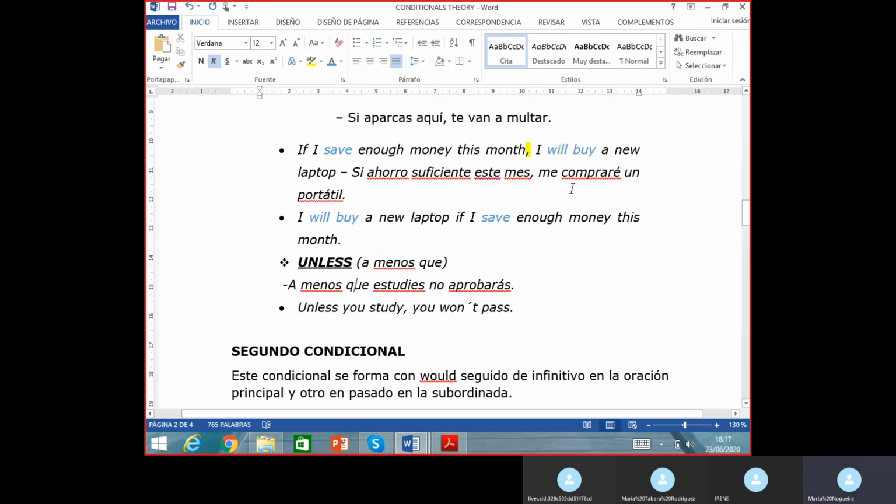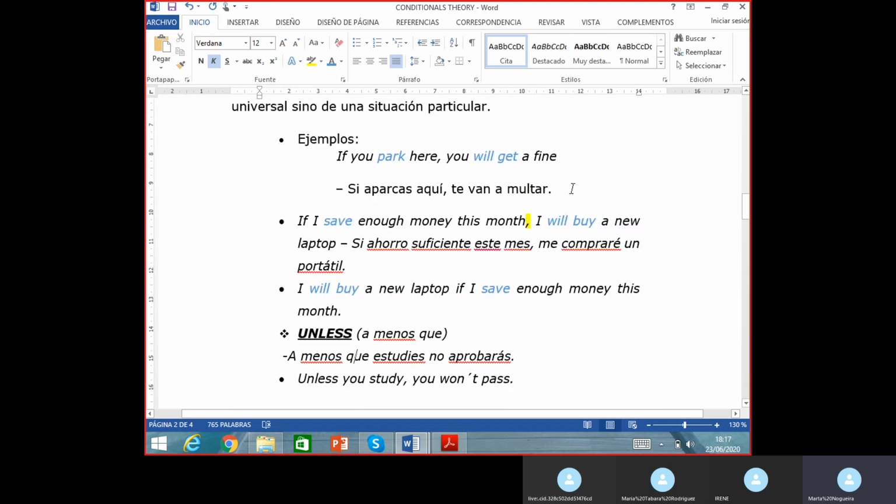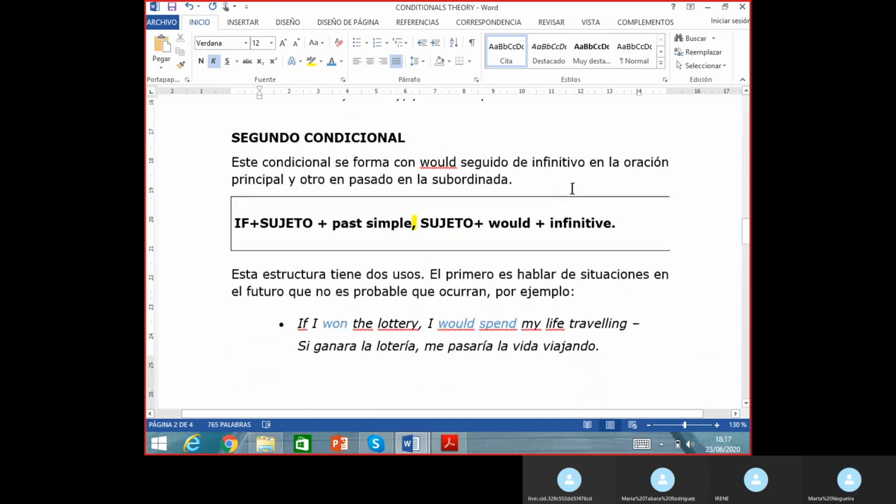Okay, so that's the first conditional, present plus future. For things that are likely to happen in the future. Likely to happen means that this is probable, but this is not 100% sure as the zero conditional.